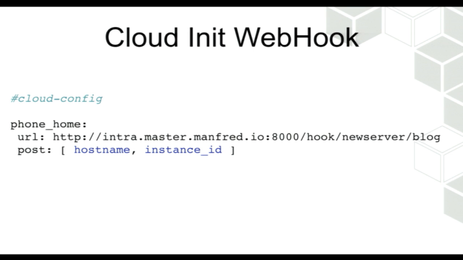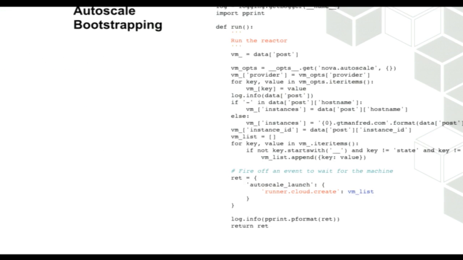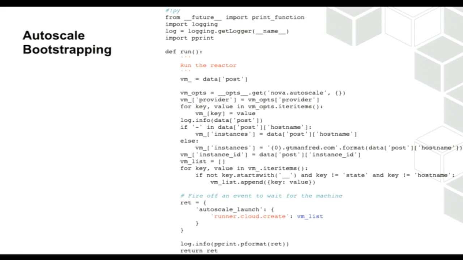bootstrapped, this is the CloudNet file I used. All it does is it hits this webhook on my master, and it passes the host name and instance ID. And then once it does that, it's going to come in here. This is the auto-scaling webhook. It's the same one you'll find essentially on the Salt formulas. I think it's called Salt Cloud Reactor.